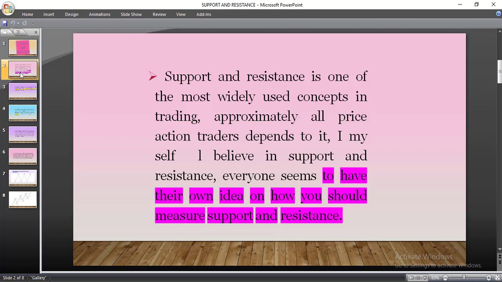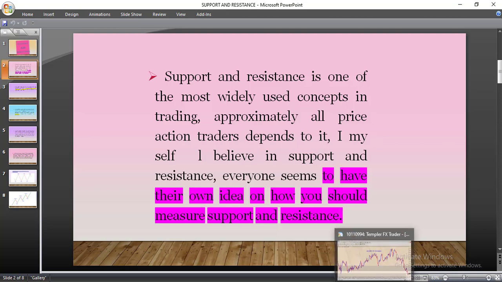Most traders focus on trading support and resistance because support and resistance levels are major market key levels. Without spotting support and resistance levels, you may not actually trade the forex market in an easy way. I myself believe in support and resistance levels. Everyone seems to have their own idea on how you should measure support and resistance levels. But today, I'm going to show you how to spot a support and resistance level easily.